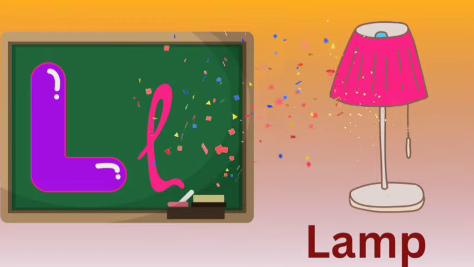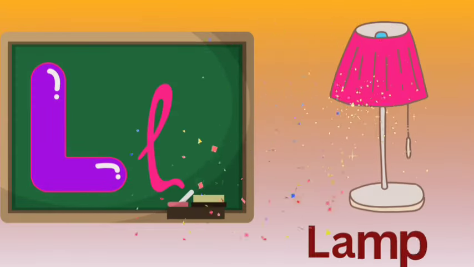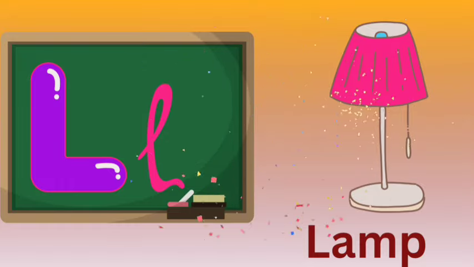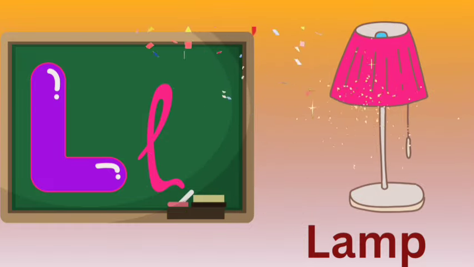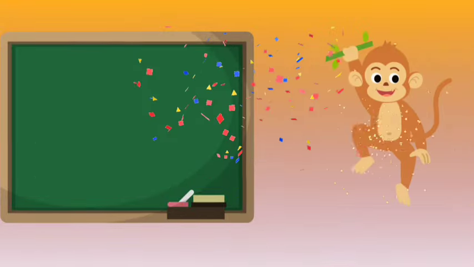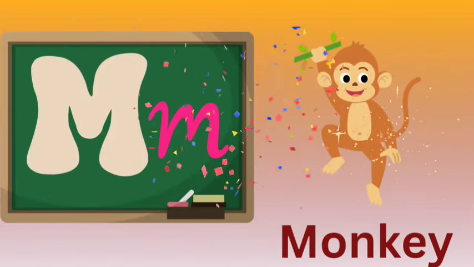L is for lump, lump, lump. L is for lump, lump, lump. L is for lump, lump, lump. M is for monkey, monkey.